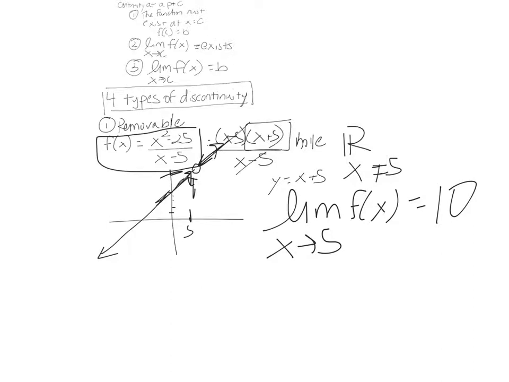And then 3 says the limit has to equal whatever the value is. Well, there is no value there. So it fails that first one, and then it actually fails the third one too.